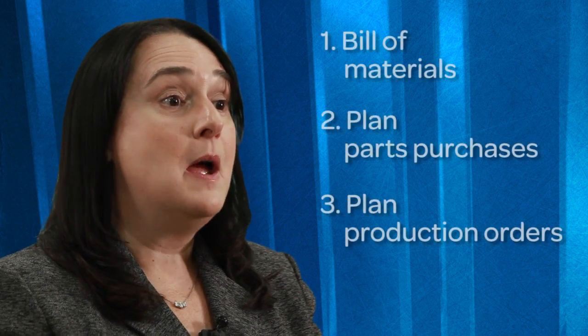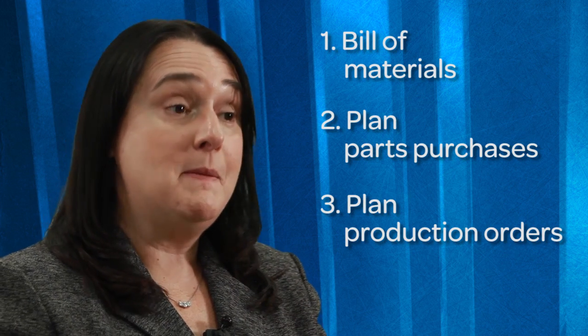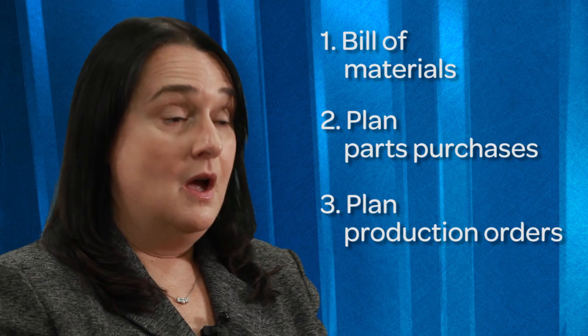You mentioned planning as being an important process to follow. What will the auditors evaluate from that perspective? From a planning perspective, the auditors really look at three key things. They're going to look at our bill of materials, they're going to look at how we plan purchase parts, and how we plan our production orders.